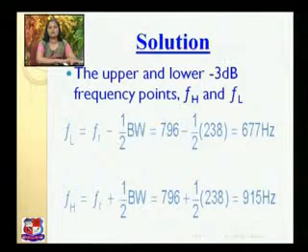Now we are finding the upper cutoff frequency FH. FH is equal to again FR plus 1 by 2 BW. FR is our resonant frequency, it is 796 plus 1 by 2 into 238, our bandwidth. Your answer is 915 Hertz. So our lower cutoff frequency is 677 Hertz and our upper cutoff frequency is 915 Hertz.